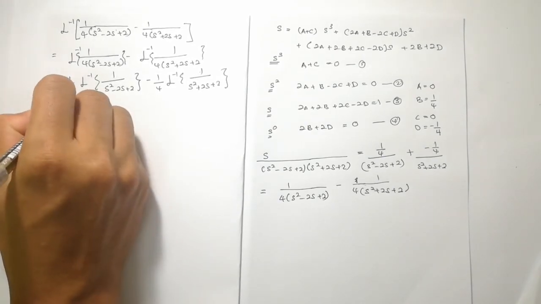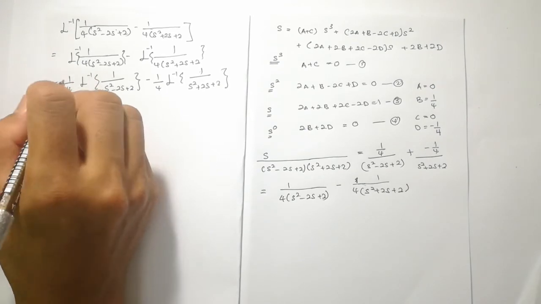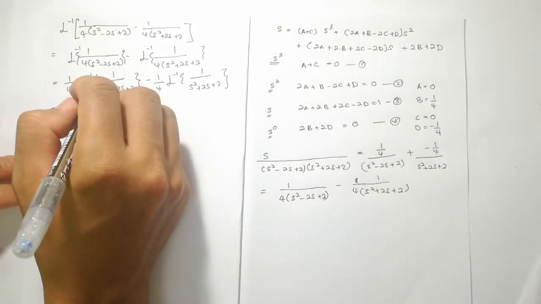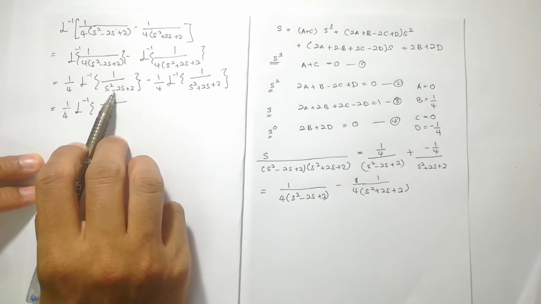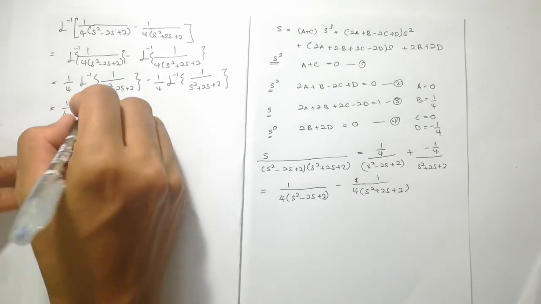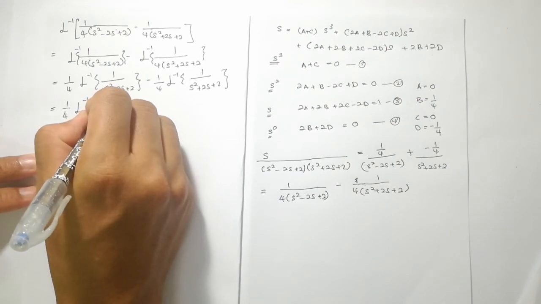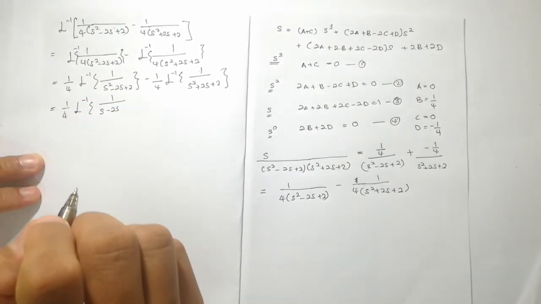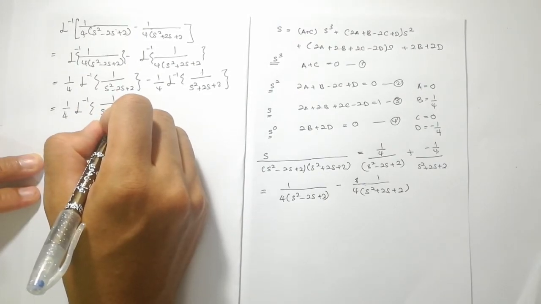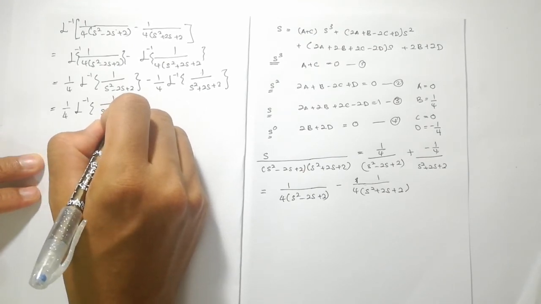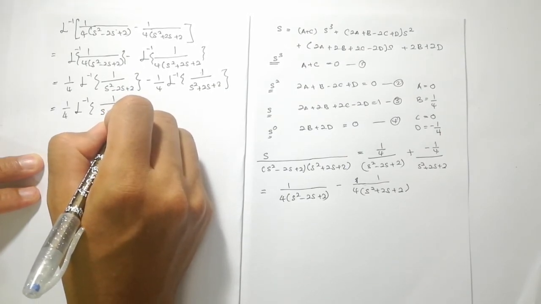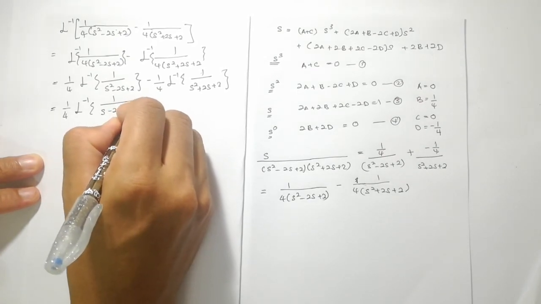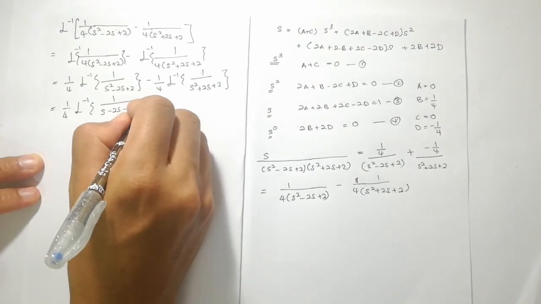So we will have 1 over 4 and then negative 1. In completing the square, we have negative 2S over here, meaning if you divide by 2, you have negative 1. So we have S minus 1 squared, and then we have plus 1, and then plus 2.